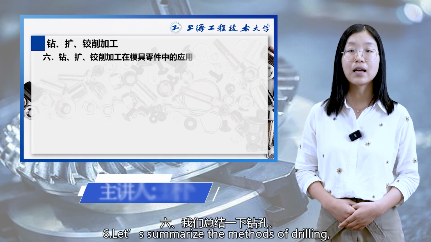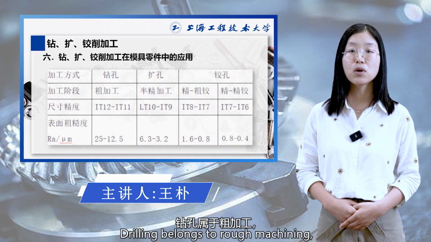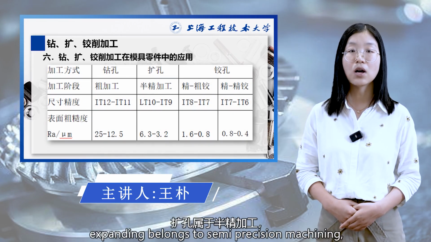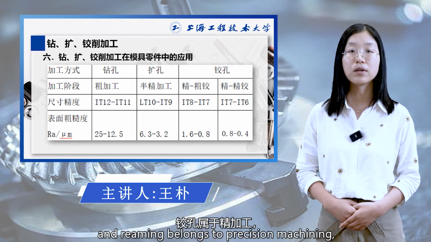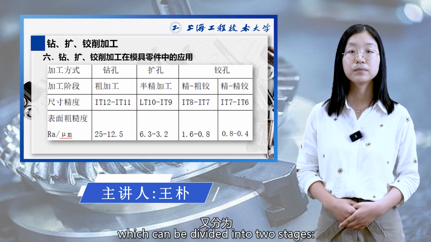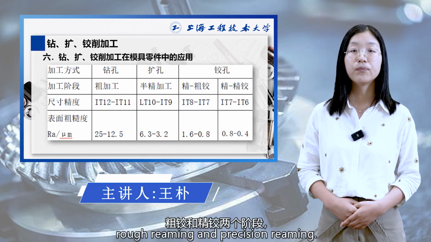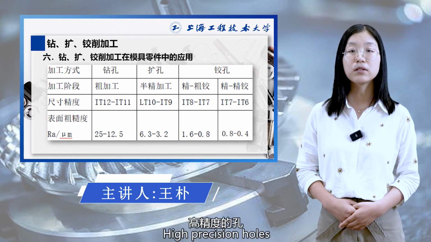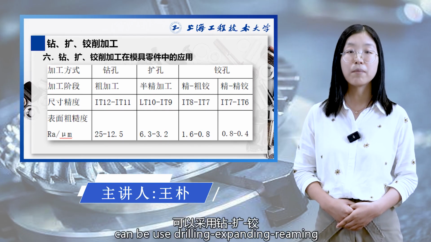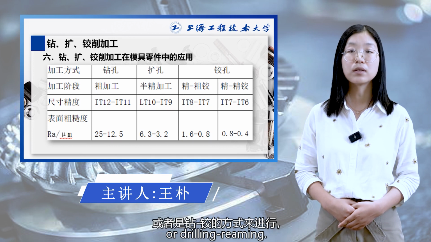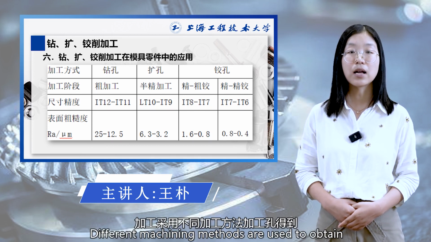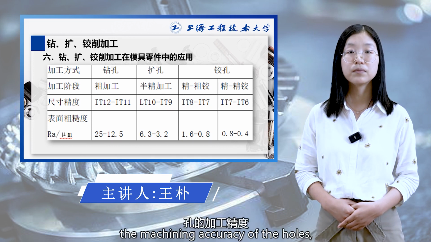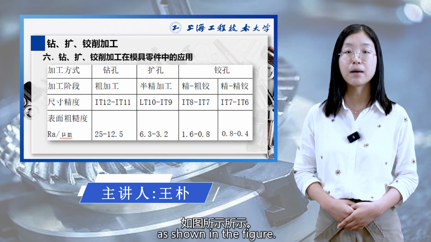Sixth, let's summarize the methods of drilling, expanding, and reaming. Drilling belongs to rough machining, expanding belongs to semi-precision machining, and reaming belongs to precision machining, which can be divided into 2 stages: rough reaming and precision reaming. High-precision holes can be obtained using drilling, expanding, reaming, or drilling, reaming. Different machining methods are used to obtain the machining accuracy of the holes, as shown in the figure.